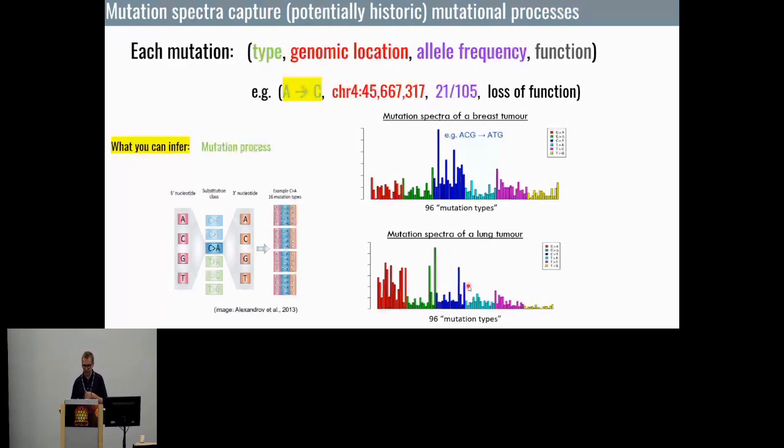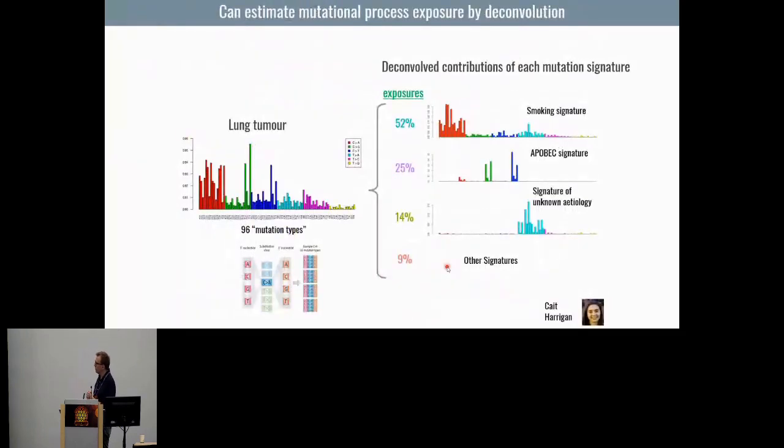Okay, you can take any one of these mutational spectra and break it down into contributions by different mutation signatures. I told you about smoking: 52% of the mutations in this lung tumor were caused by or associated with tobacco mutagens. 25% of the mutations were associated with this APOBEC signature, this intrinsic cell process. There are some signatures of unknown etiology, but you can identify them as entities by taking tens of thousands of tumors and looking for patterns of co-occurrence of mutations, which is how these signatures were defined in the first place.